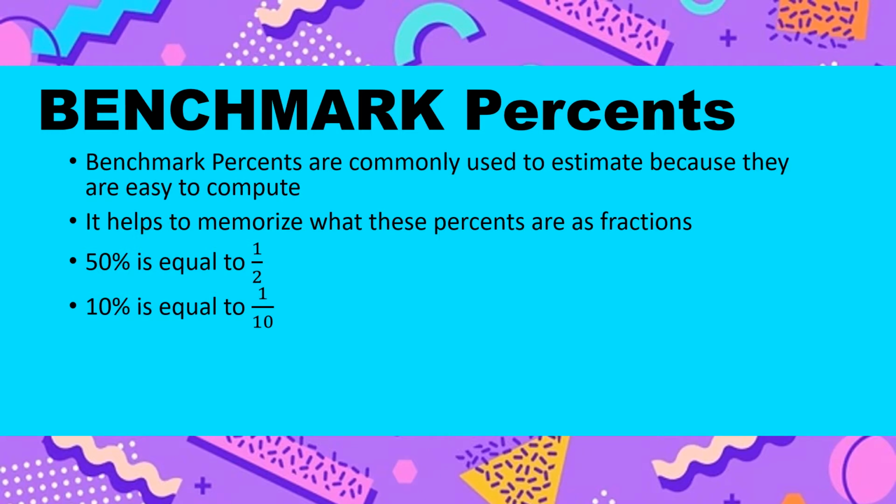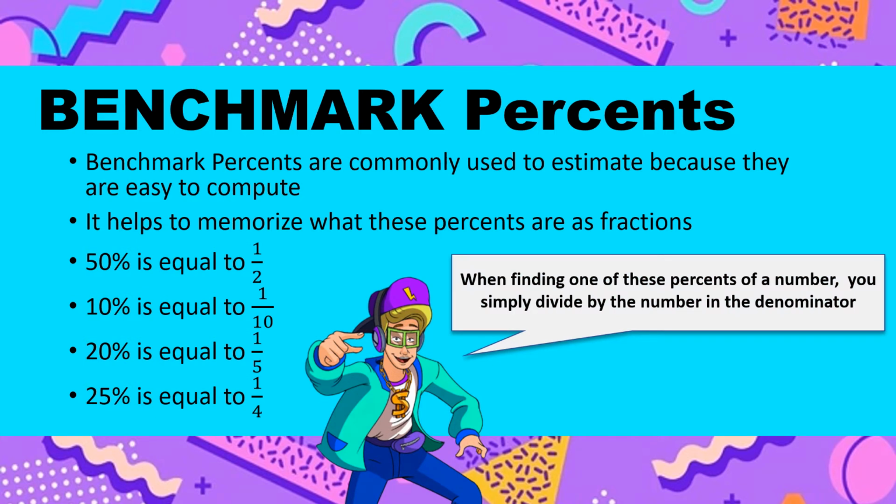10% is equal to 1/10. 20% is equal to 1/5. And 25% is equal to 1/4. When finding one of these percents of a number, you simply divide by the number in the denominator. For example, if I wanted to find 50% of a number, all I would do is divide by 2, since the denominator of 1/2 is 2. To find 10% of a number, I would simply divide by 10, and so on.